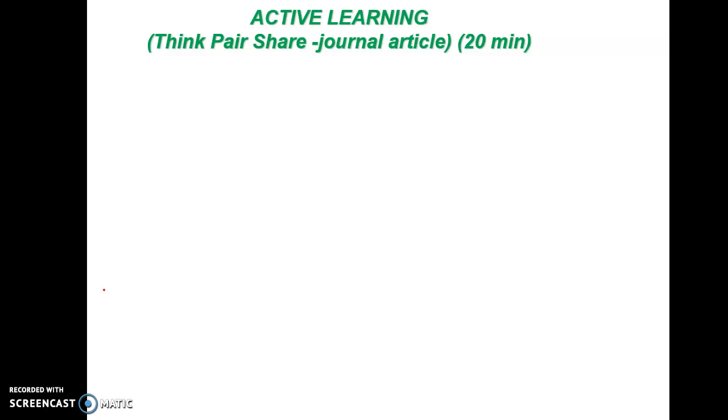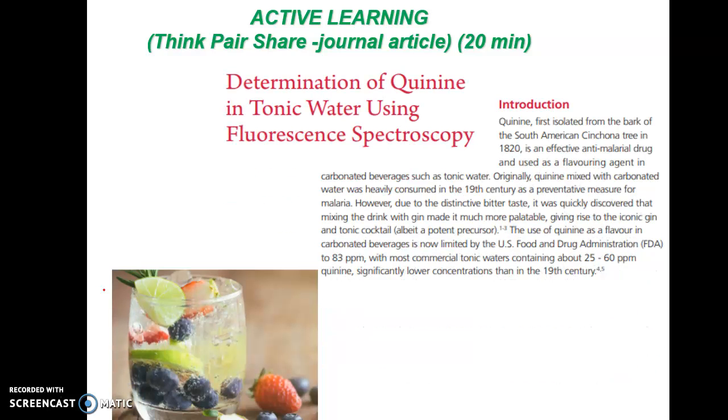Okay, we will do active learning on extracting information from a journal article. This is a journal article, or rather we call it a technical article, given by, I think, the brand that produces the spectrofluorometer in our department. So I will give you the paper on determination of quinine in tonic water using fluorescence spectroscopy. Quinine was originally an anti-malaria drug. It's also used as a flavor.